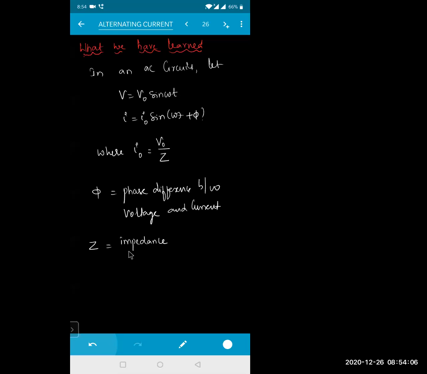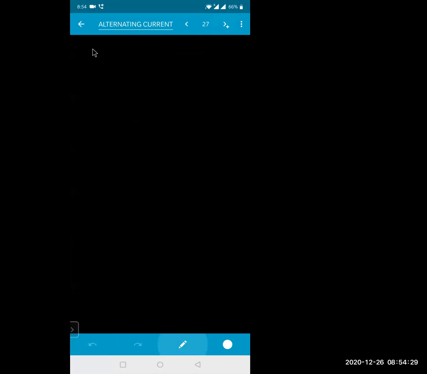And what role does it play? It plays the role of resistance, and the unit is ohms. Okay, so what I can write here, when R is connected, number one.